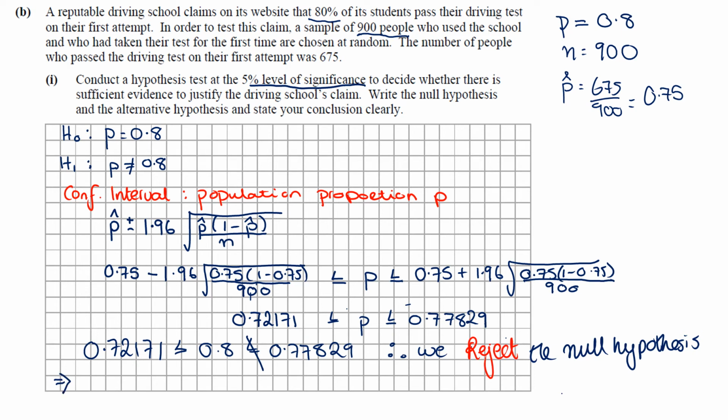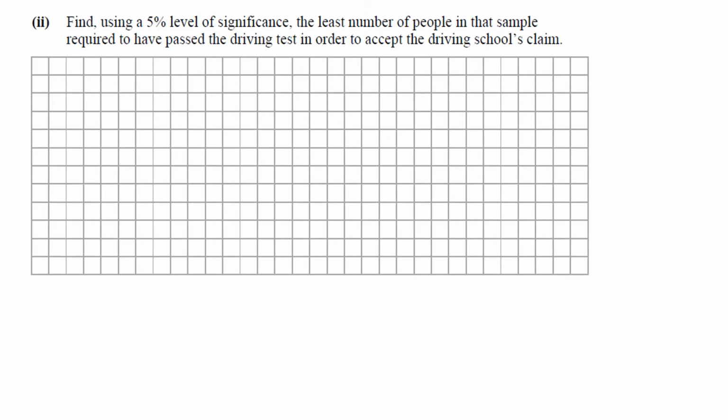So we would then say, therefore, the driving school's claim is incorrect. Or you could say that there is not sufficient evidence to justify the driving skills claim. Anything like that. Link it just back to the driving skills claim. So this is a nice follow-on part of that question.